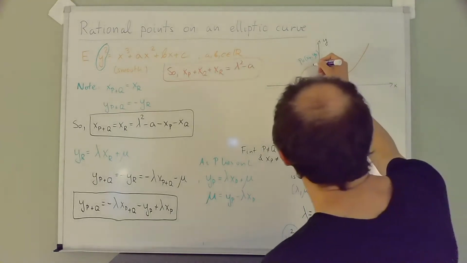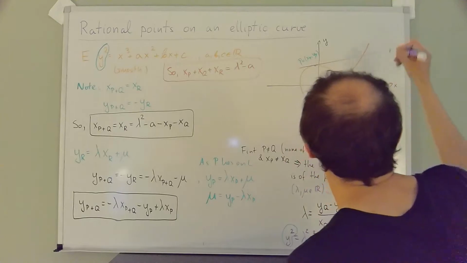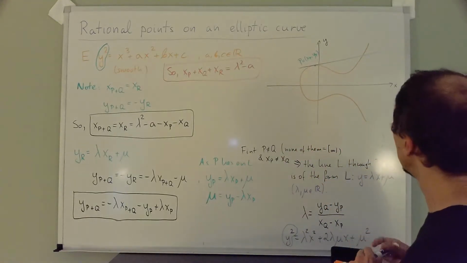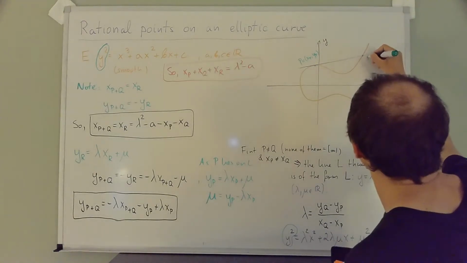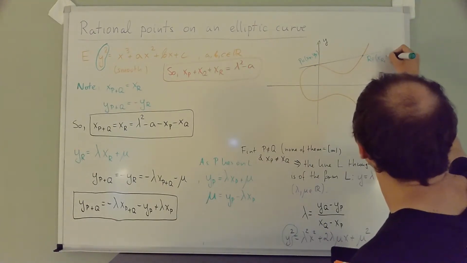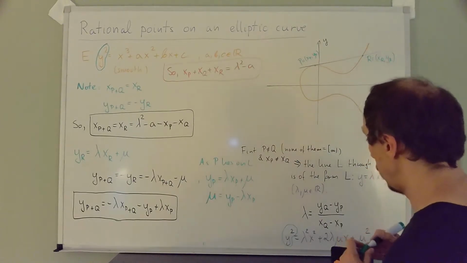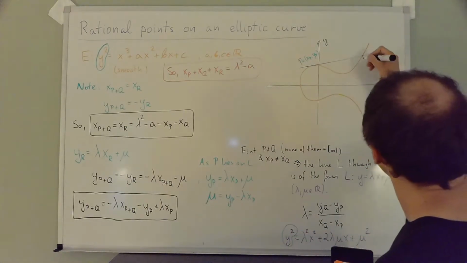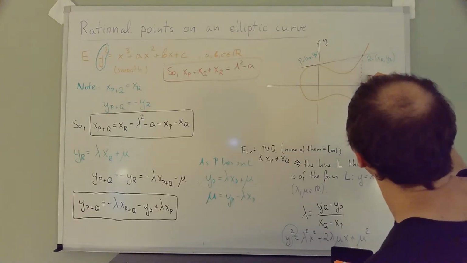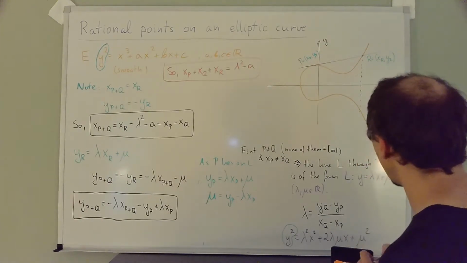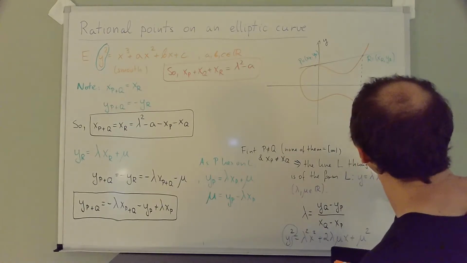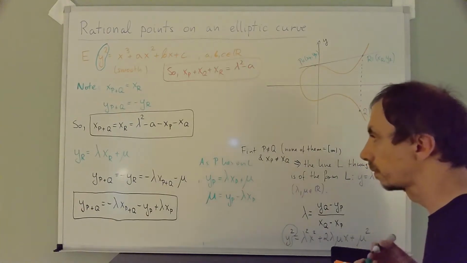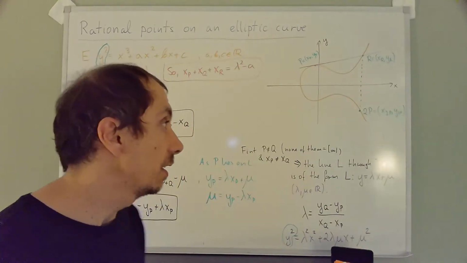So what do we do? We draw a tangent line. It intersects the curve at another point R. And we drop it down here. And that's 2P. So its coordinates are x 2P, y 2P. Let's see what's different in this case when we do the calculations.